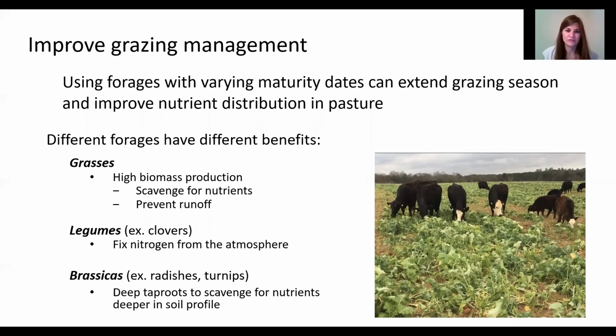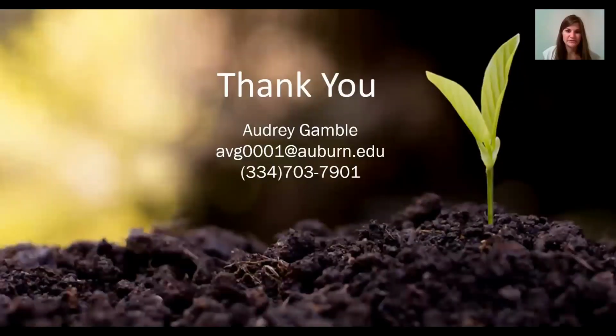And I'll also point out that different forages can have different benefits. For example, grasses that produce a high biomass can help scavenge for nutrients, and those also help to prevent runoff. Legumes like clovers can fix nitrogen from the atmosphere and be an additional source of nutrients. And then brassicas like radishes and turnips have deep taproots. Those can potentially scavenge for nutrients deeper within the soil profile and have also shown the ability to decrease compaction in certain scenarios. And so that's all I have for you today.